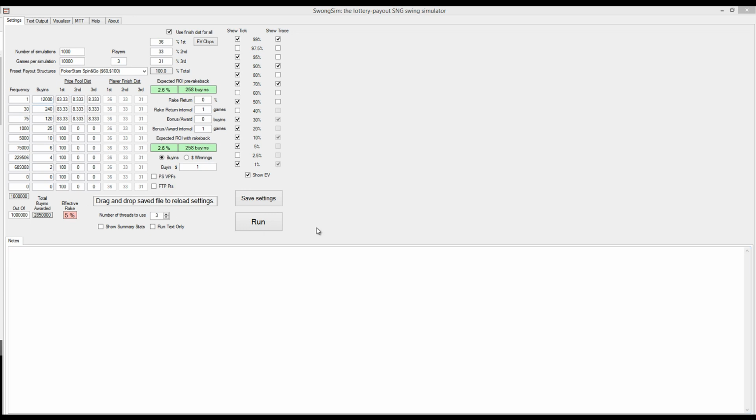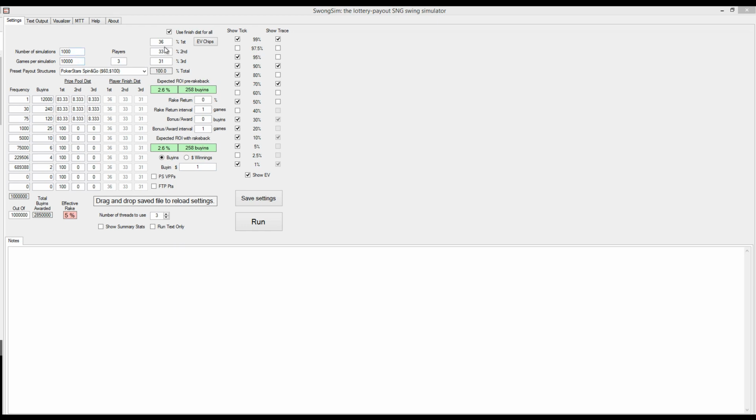So the program I'm going to be using is called SwungSim. It's a free program. You can find it on 2+2. Just use Google. And it's a program that lets you simulate a fixed number of games played at certain win rates for spin and goes. So the way it works is you just put in all your inputs here and then you run it.